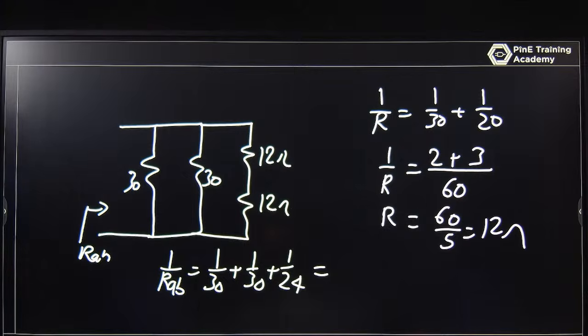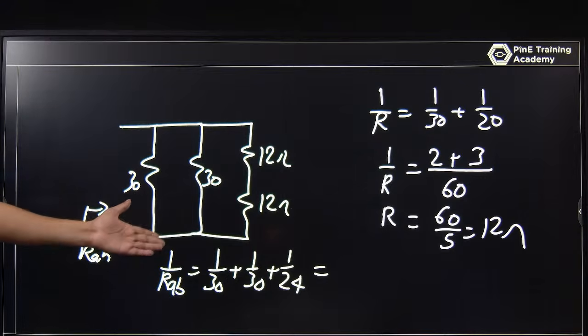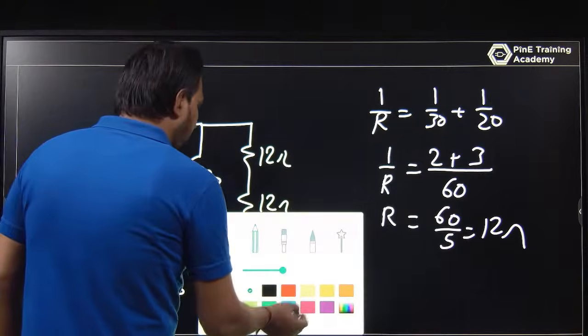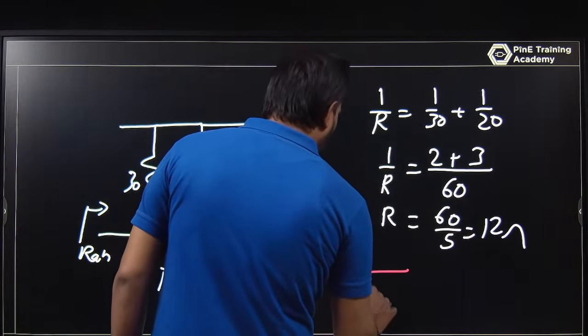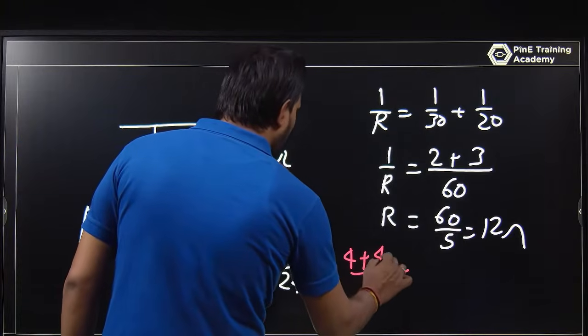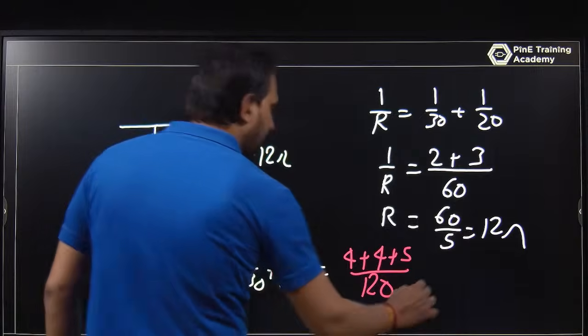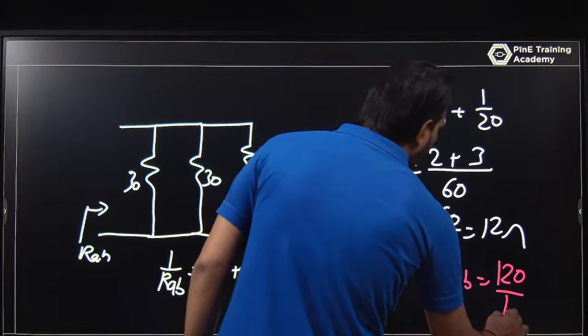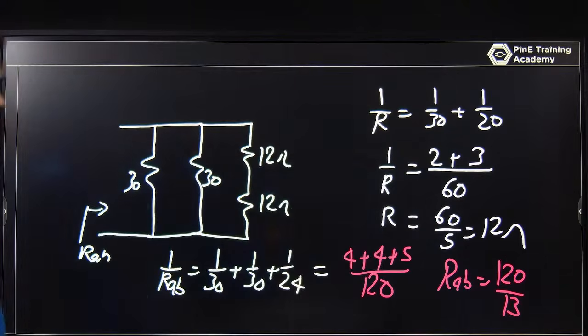Okay. So this is the way. You can take the LCM as 120. So this is 4, this is 4, and this will be 5. That RAB is equal to 120 by 8 plus 5, that is 13. So 120 by 13. Just check it.